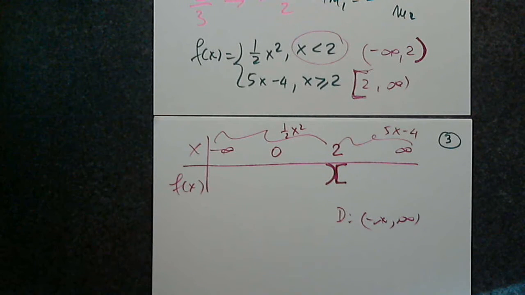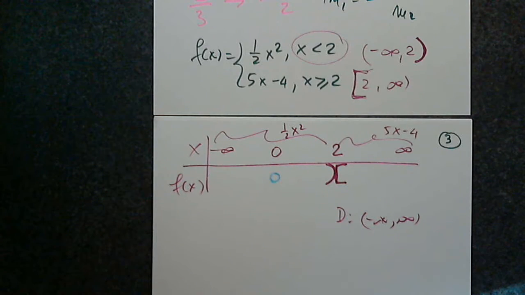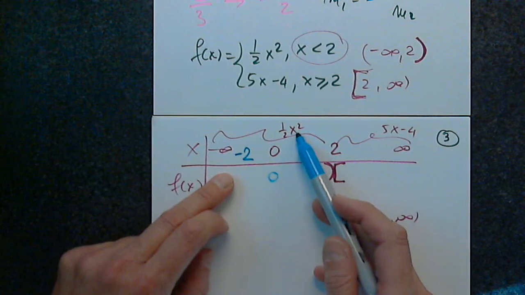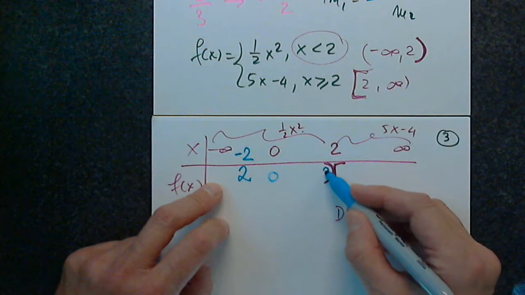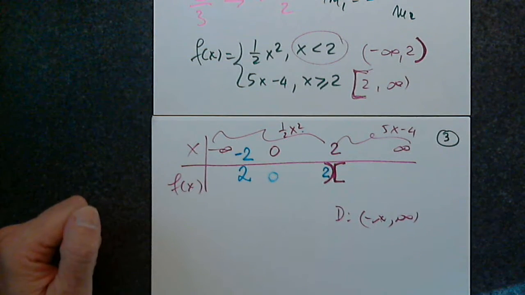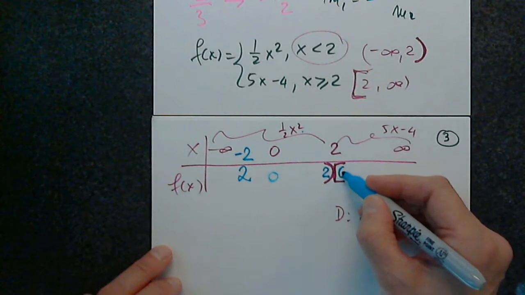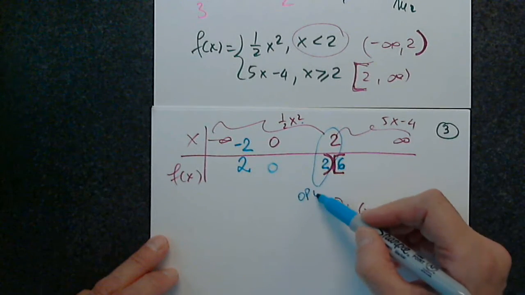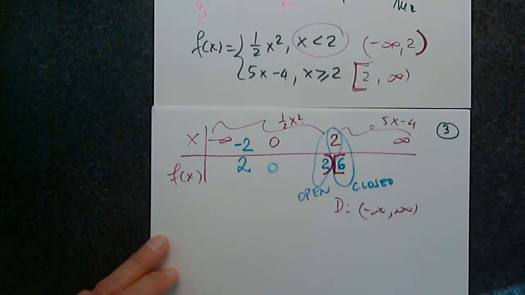All I have to do now is just pick some x values. So I already have 0 here, and it gives us 0. If I choose negative 2, it's a nice number because negative 2 squared will be 4, and 4 divided by 2 will be 2. Same thing with 2, and I get a 2 inside the parenthesis. On the other side, when I plug in 2, I get 10 minus 4, which is 6. I hope you remember that this will be an open point. And I hope you remember that this will be a closed point because of the bracket.